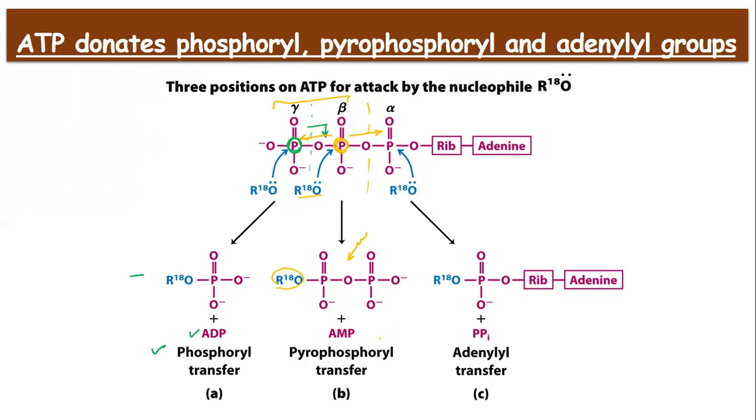So this type of transfer is called pyrophosphoryl group transfer, and the remaining structure which will be released along with this is AMP. This one, AMP.